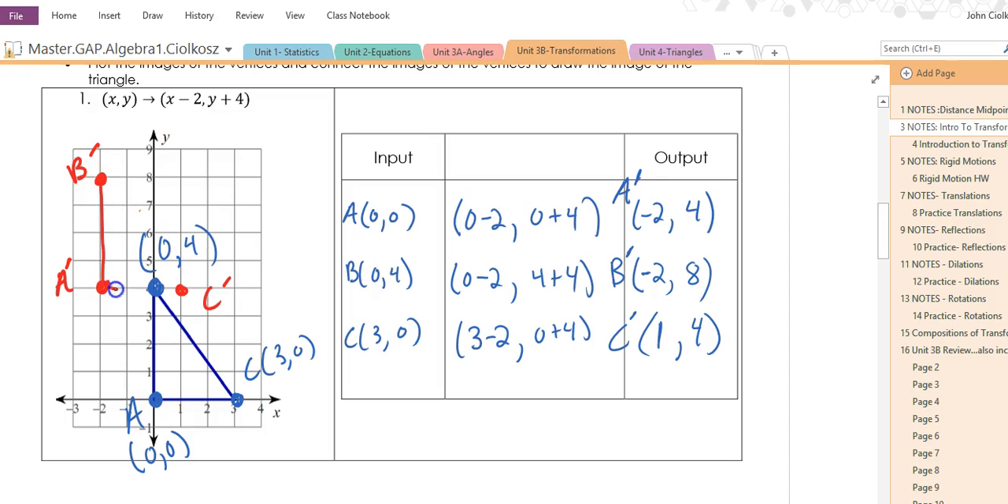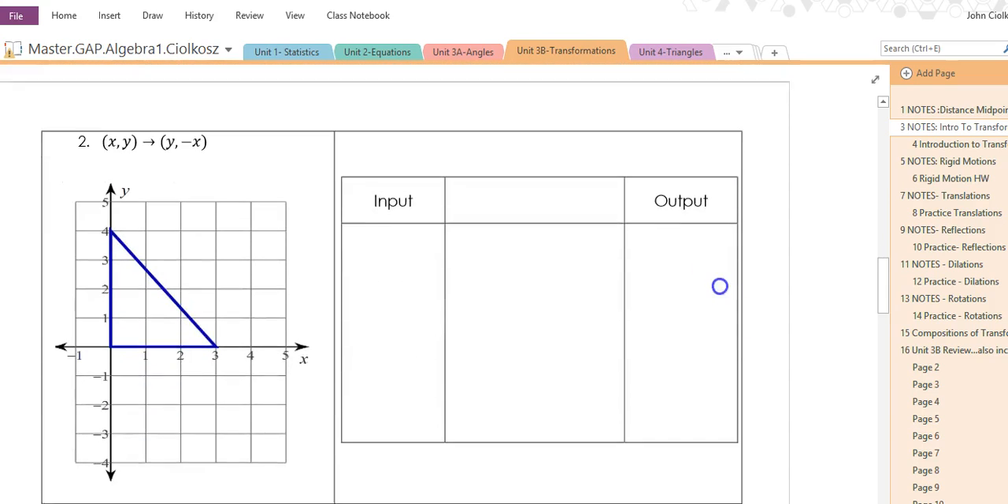So my new triangle just got moved around a little bit. This is what's known as a translation. So the object was basically just slid, or he performed a slide on it, so it moved it over.